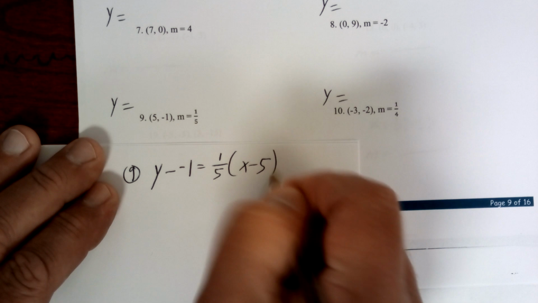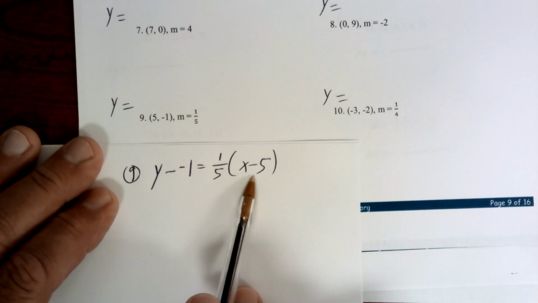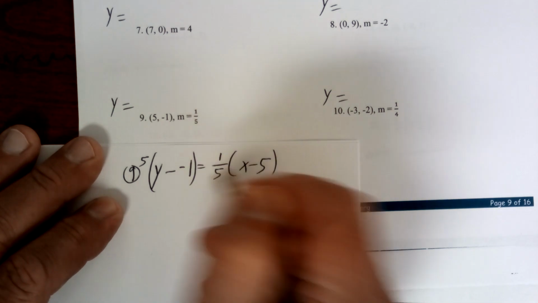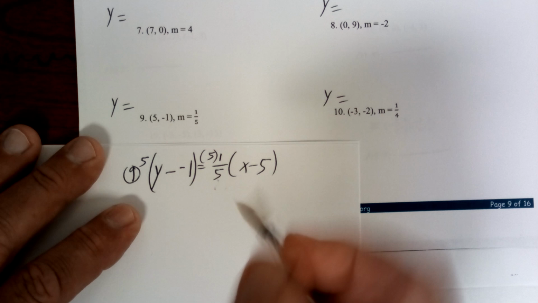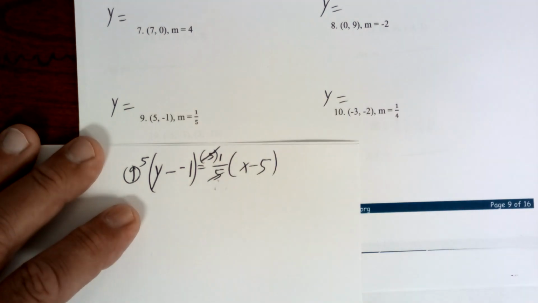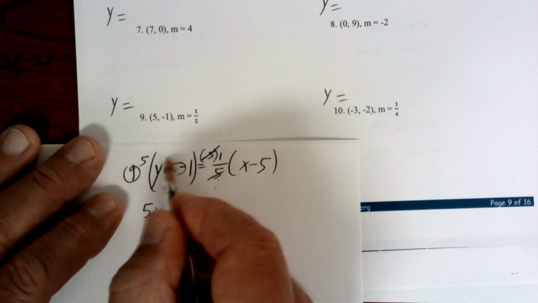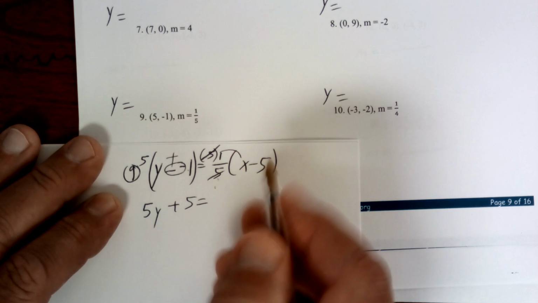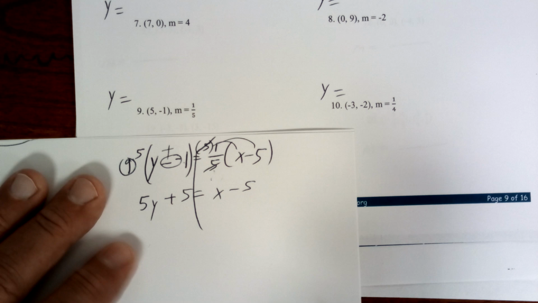Okay, that's point slope. But now to get it in slope-intercept form, if you distribute, it's going to be harder. So what you want to do is multiply by 5. Okay? So when you multiply by 5, which is your denominator, this cancels. So that's the whole purpose. So you're going to get 5y. This is a plus, so 5 times 1 is plus 5 equals 1 times x and 1 times negative 5. And now all you have to do is subtract 5.